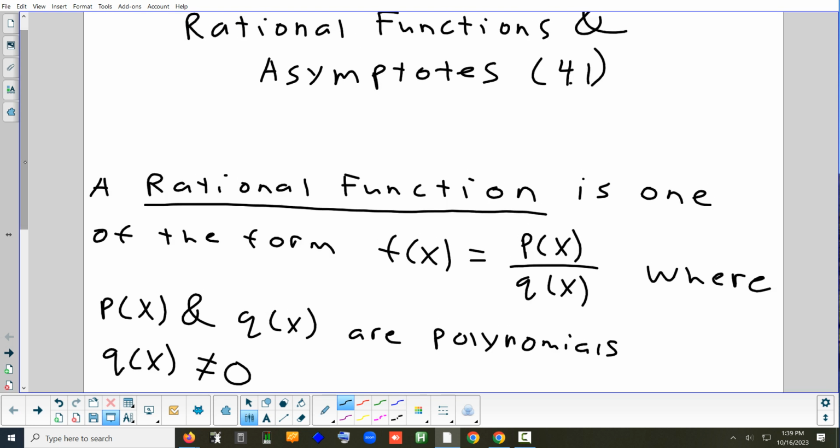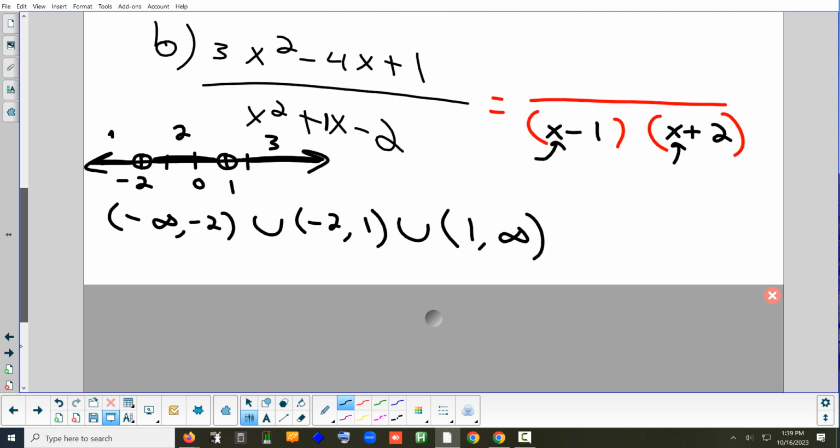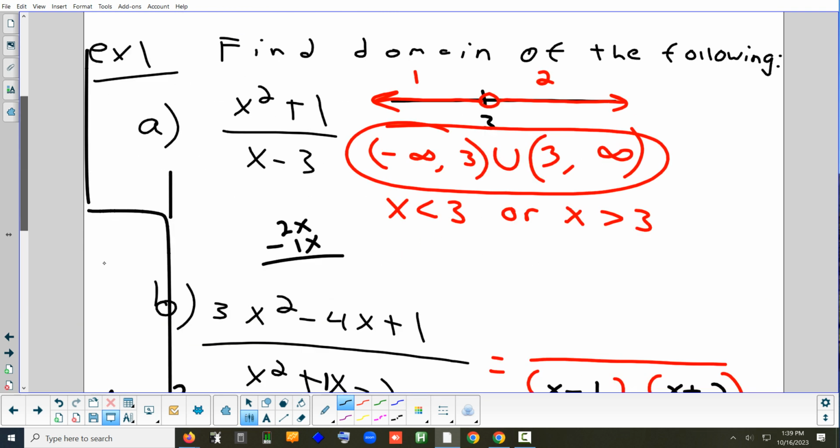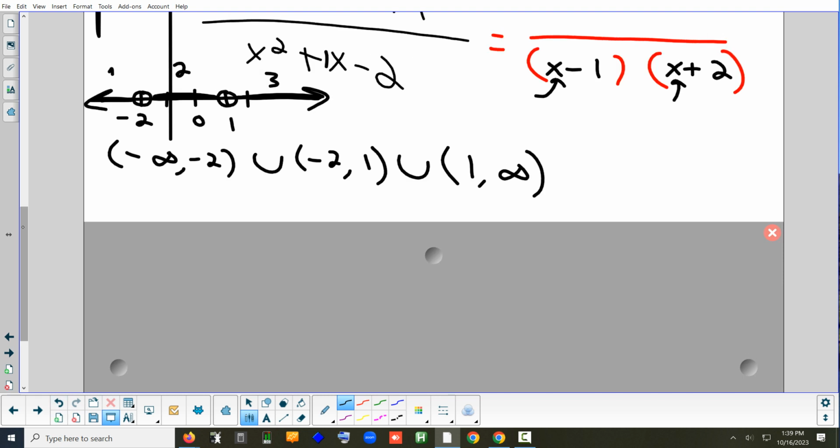I forgot where that one went. Was it above it? Oh yeah, right here. 2 pieces. Any question on writing the answer this way?